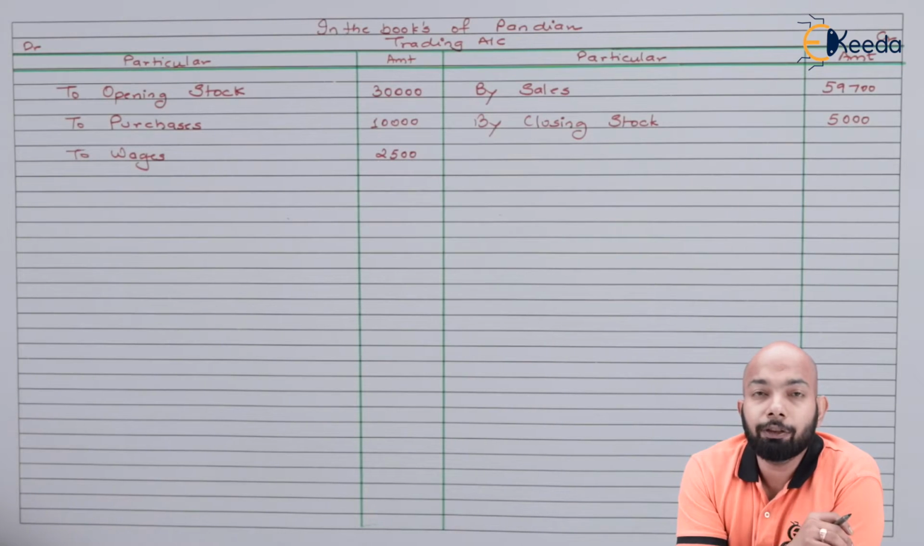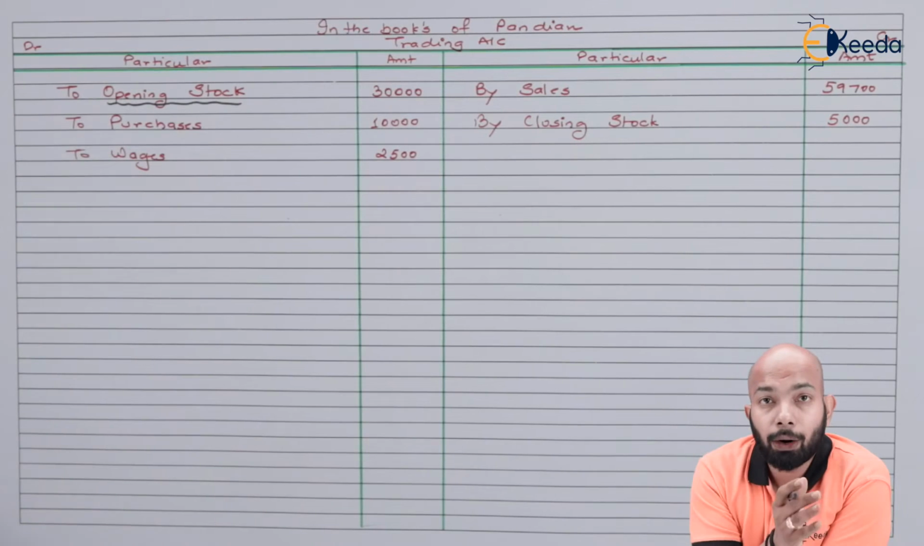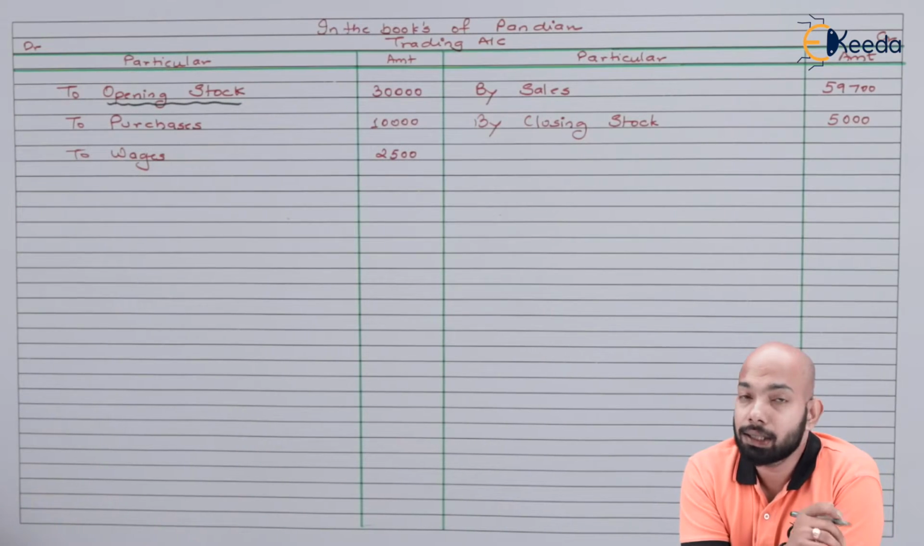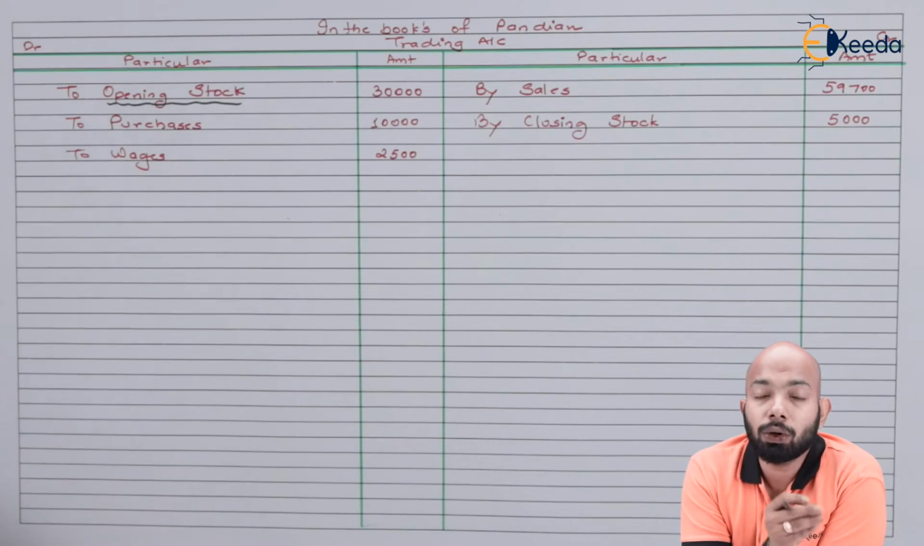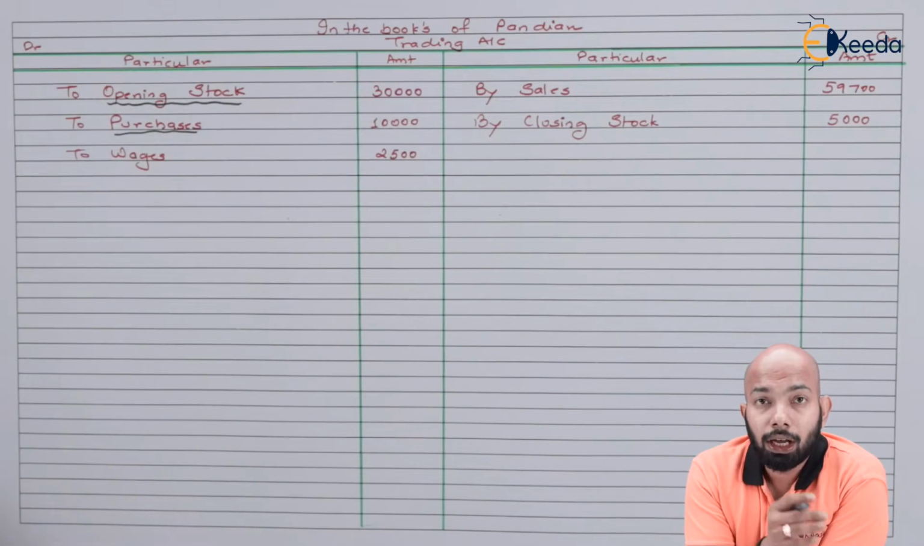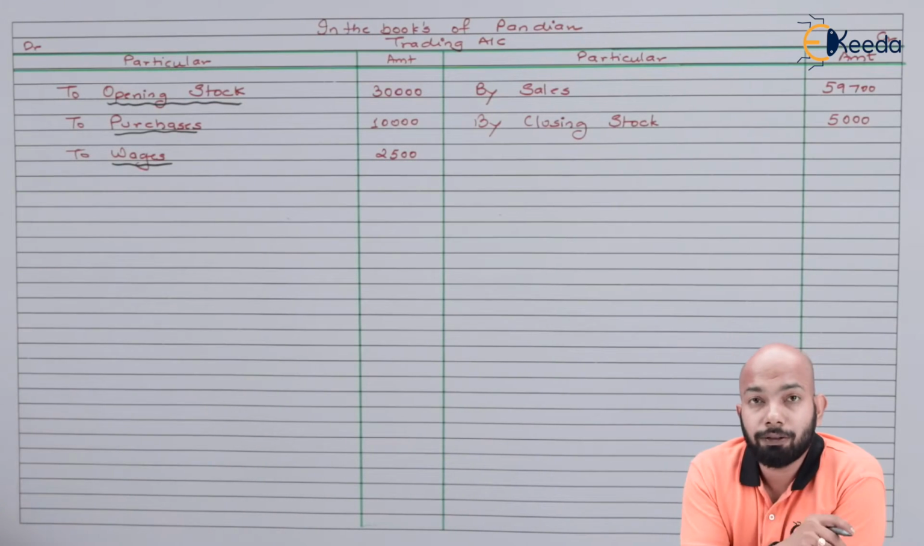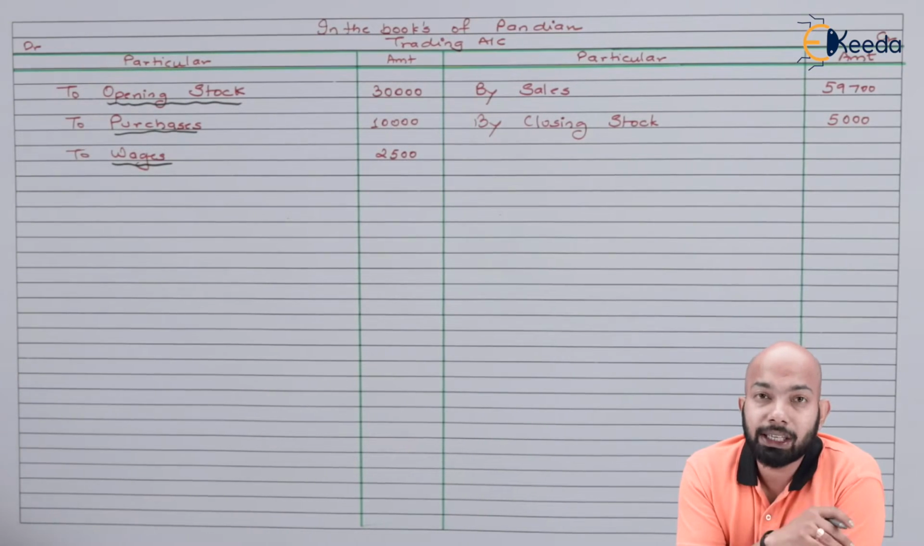The first thing that we have mentioned is the opening stock, amounting to 30,000 here. The next is the purchases. Purchases is the net amount that they have already mentioned, hence we have taken that into consideration, which amounts to 10,000 here. Apart from that, we have wages, which is 2,500. With this, we complete the debit side of the trading account.